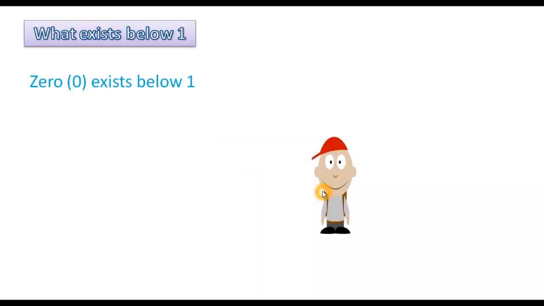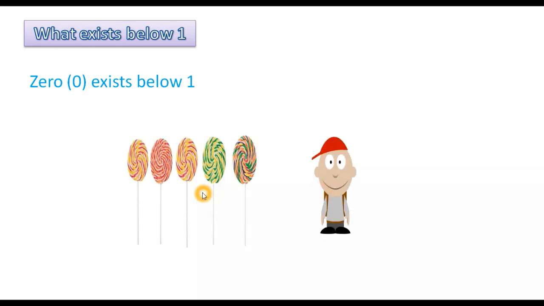So let's have a look at this. Say this little boy has five candies with him. If I remove one, how many are left? Four, right? If I remove one again, what's left? Three. Remove one, then two. Remove one, then one. So one is left.